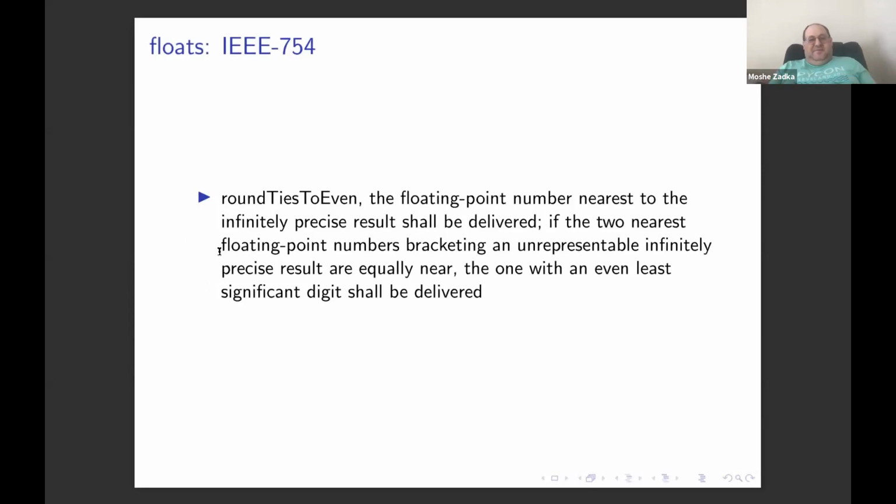They say don't put really complicated sentences in the presentation, but this is a very straightforward sentence. I'm just going to read it out loud. Round ties to even is when the floating point number nearest to the infinitely precise result shall be delivered. If the two nearest floating point numbers bracketing an unrepresentable infinitely precise result are equally near, the one with an even significant digit shall be delivered, which is very straightforward and explains why it's called round ties to even.